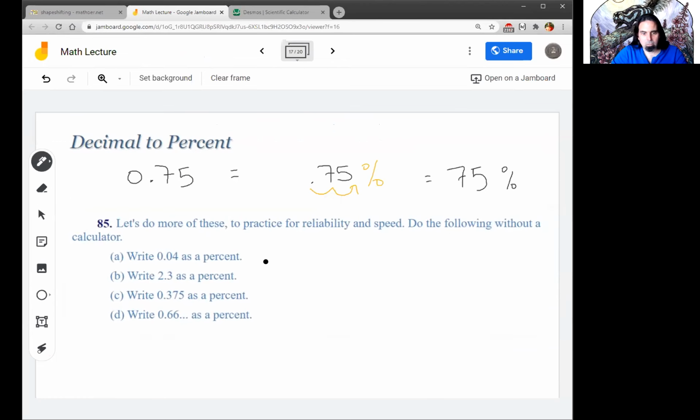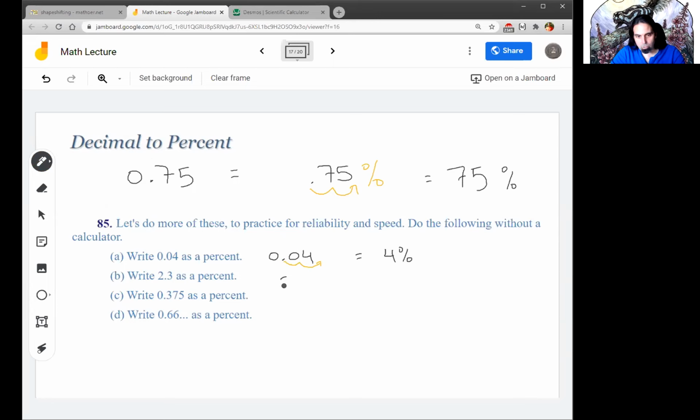So I have 0.04, 4 hundredths, a tiny amount. How much is that as a percent? I'll do my 2 decimal point scoots, and that allows me to put a percent sign at the end.